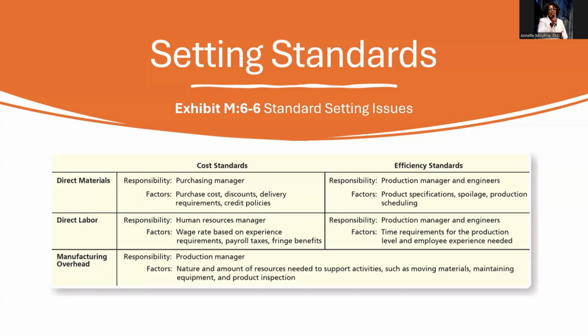And then we have the manufacturing overhead standards. Accountants collaborate with production managers to estimate manufacturing overhead costs. This involves selecting an appropriate allocation base, such as direct labor hours, direct labor costs, or activity-based costing, or ABC. After determining the allocation base, accountants calculate the standard overhead allocation rates to ensure accurate cost tracking and budgeting.